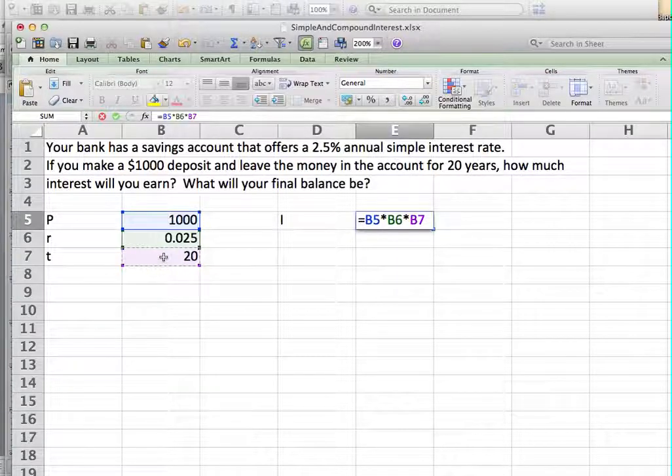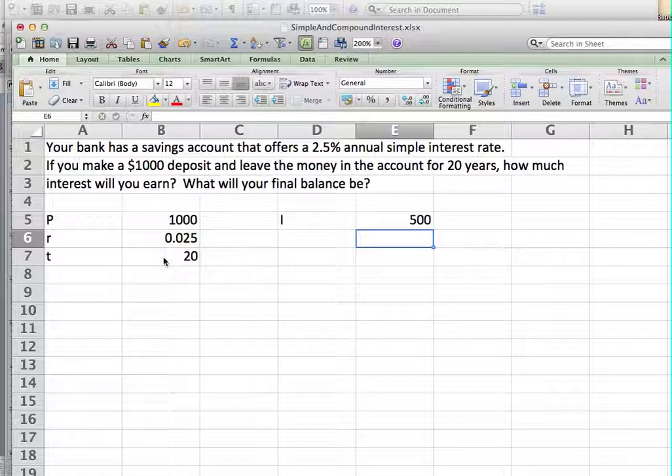2.5% of 100 is 2.5, so 2.5% of 1,000 would be 25. And then multiply that by 20. 25 times 10 is 250. So 25 times 20 would be 500. This should be a 500 here, but you can also check it with your calculator. Indeed, it is a 500.